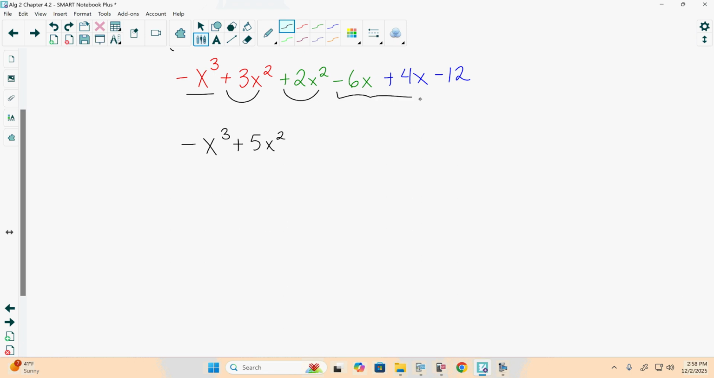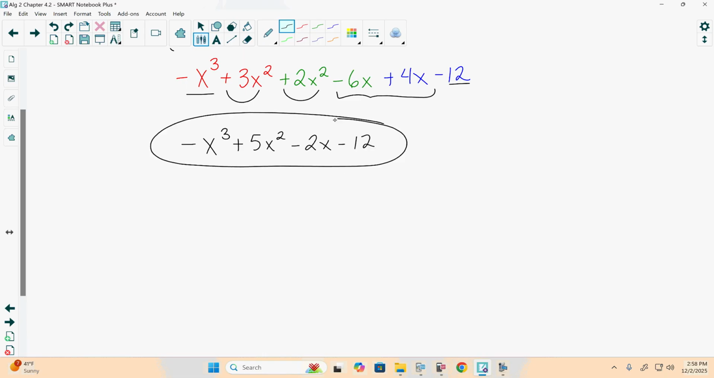Then we go to our next set of like terms, our x's. Negative 6x plus 4x. Negative 6 plus 4 is negative 2x. I went on and said the answer instead of what we actually had to add. And lastly, negative 12. Are there any like terms with it? Nope. So we just say minus 12. So that tells us this product is negative x cubed plus 5x squared minus 2x minus 12.